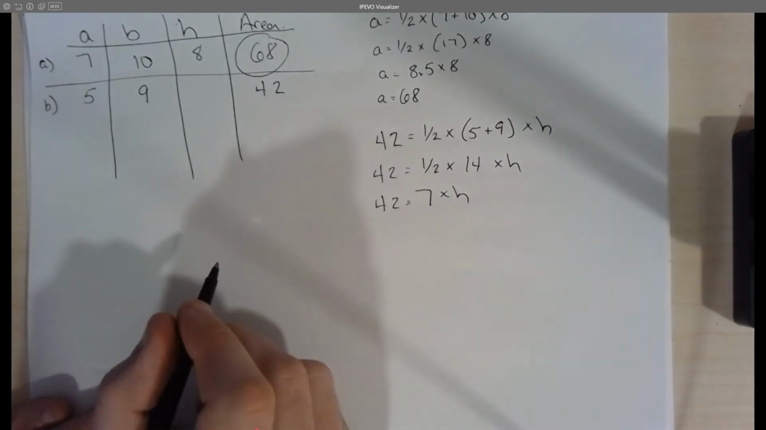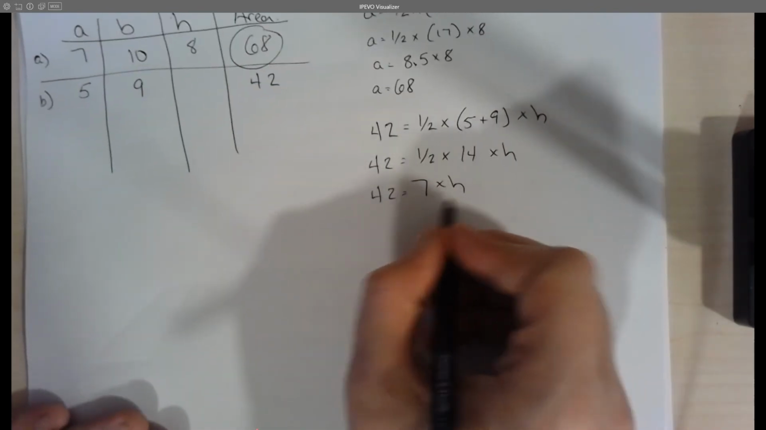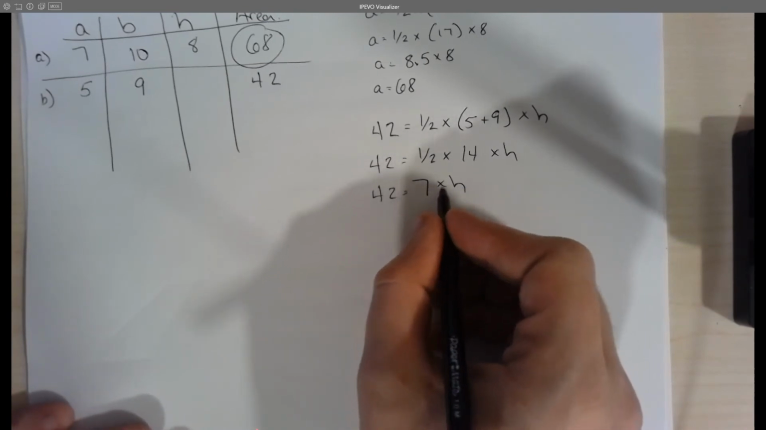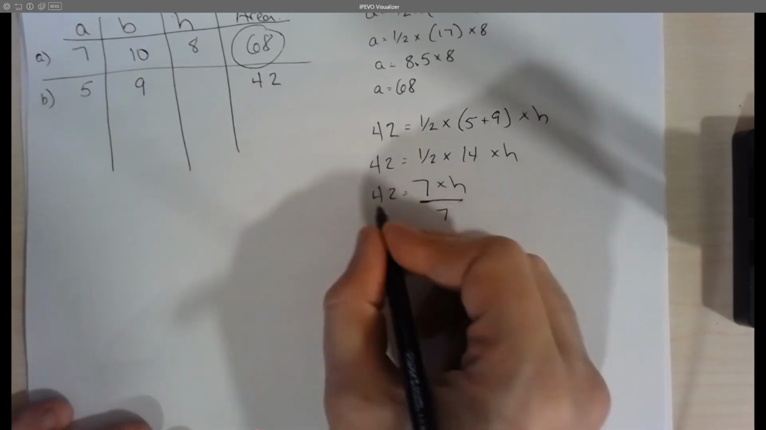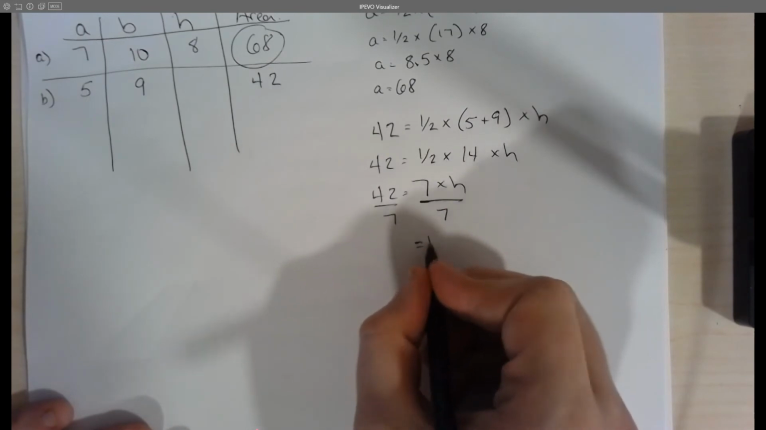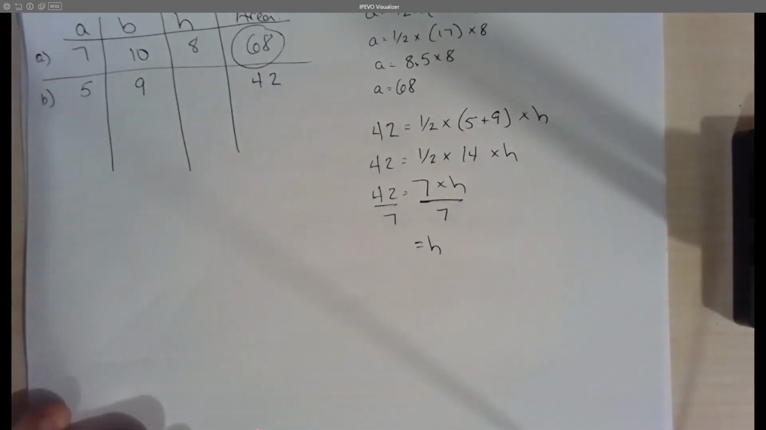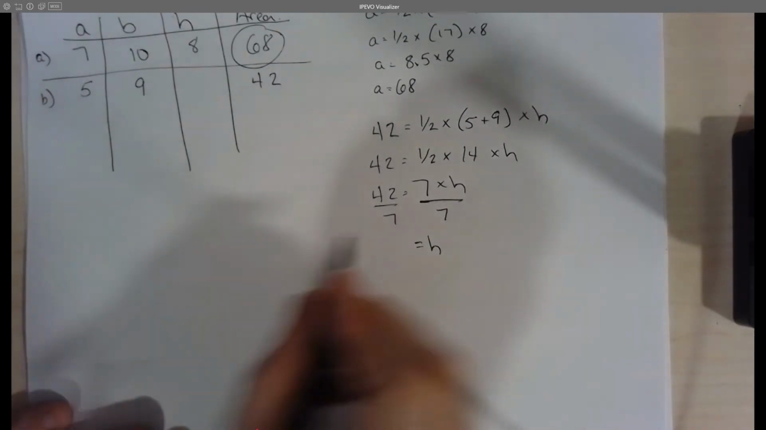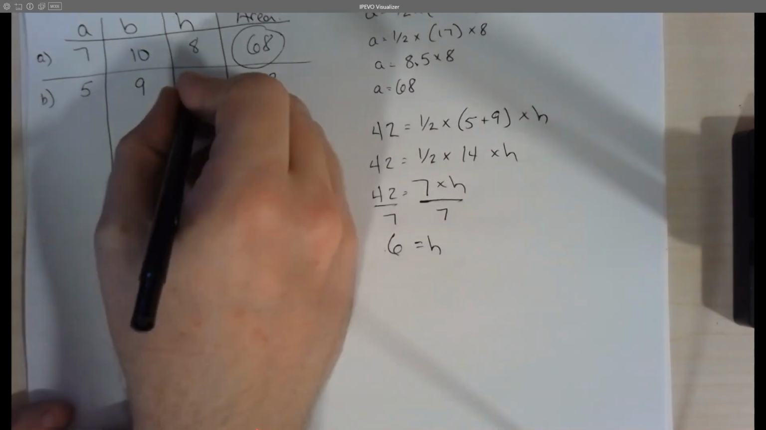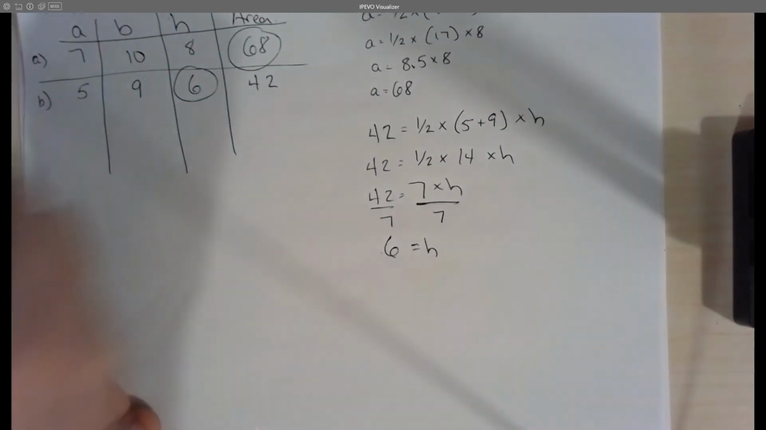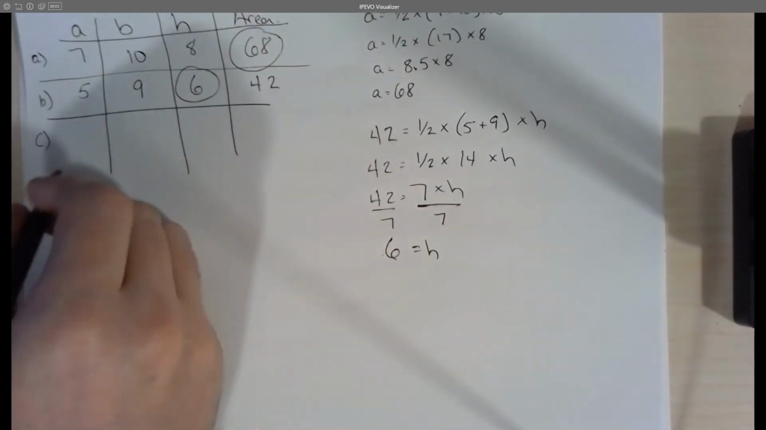This is where we have to start rearranging. We want to get h by itself. The way of doing that is to get rid of this times 7. So divide by 7 on both sides, and 42 divided by 7 is going to give us a finished height of 6. That's our missing value. C.